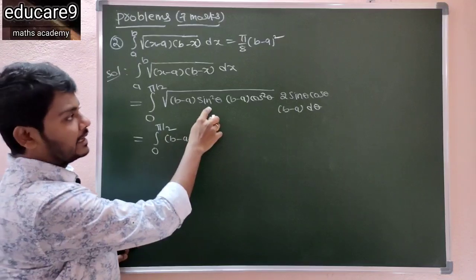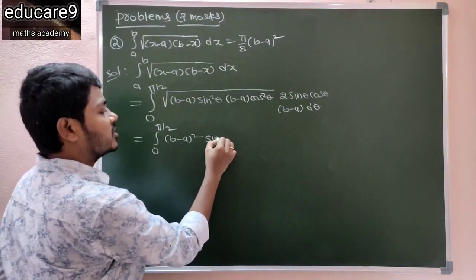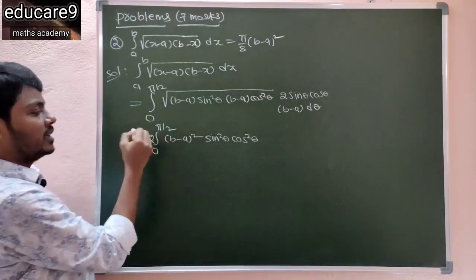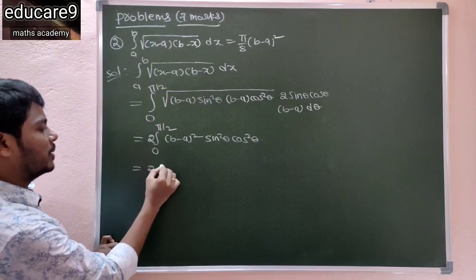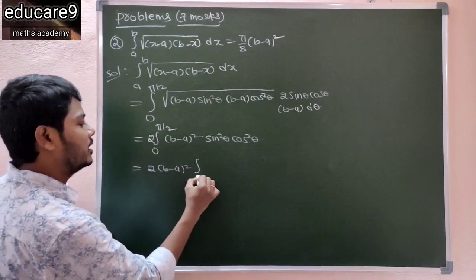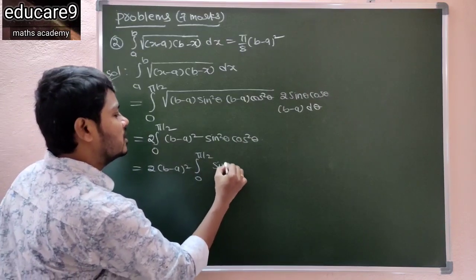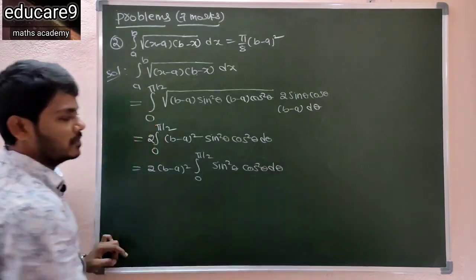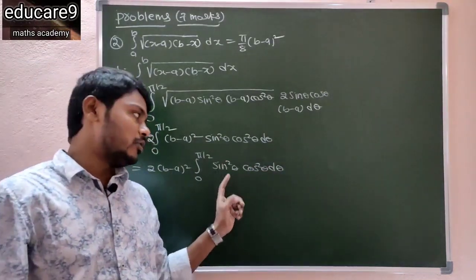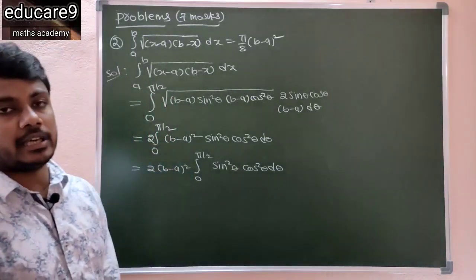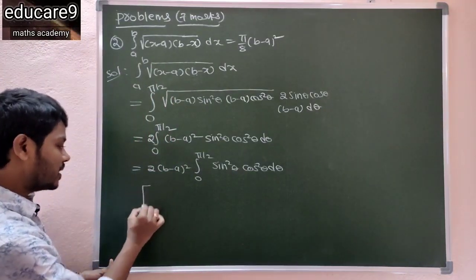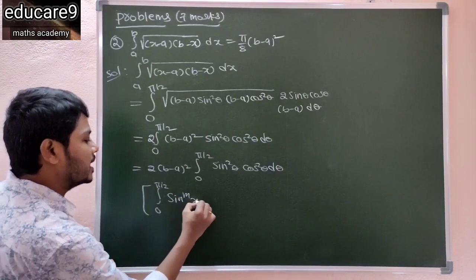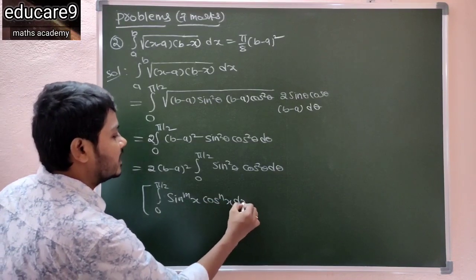The square root of sin square theta is sin theta into sin theta, sin square theta. Similarly cos square theta. The 2 is right outside of the integration. So this is 2 times (b minus a) whole square, integral 0 to pi by 2 of sin square theta cos square theta d theta. So clear it in the form of integral 0 to pi by 2 of sin power m x cos power n x dx. So apply the formula for that form.